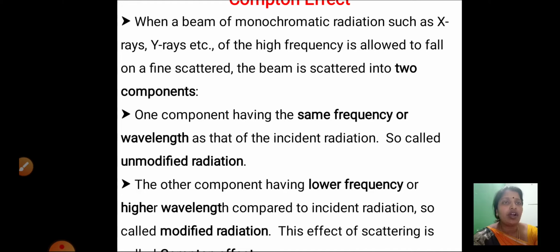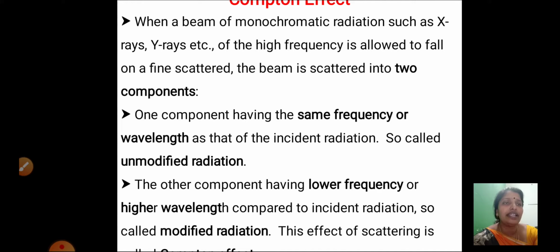Okay, next, Compton effect. When a beam of monochromatic radiation such as X-rays, gamma rays, electron beam, neutron beam, or a monochromatic light source such as a sodium vapor lamp or mercury vapor lamp, with high frequency, is allowed to fall on a fine scatterer, the beams are incident on the electrons and then scattered.